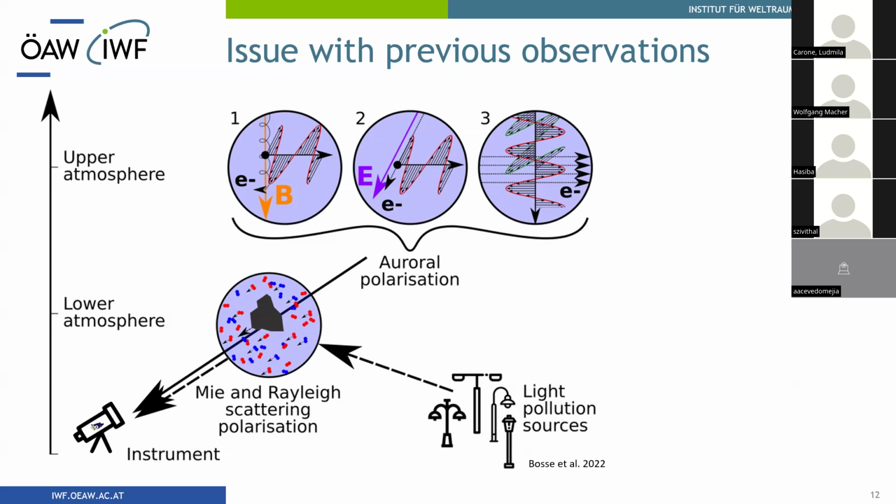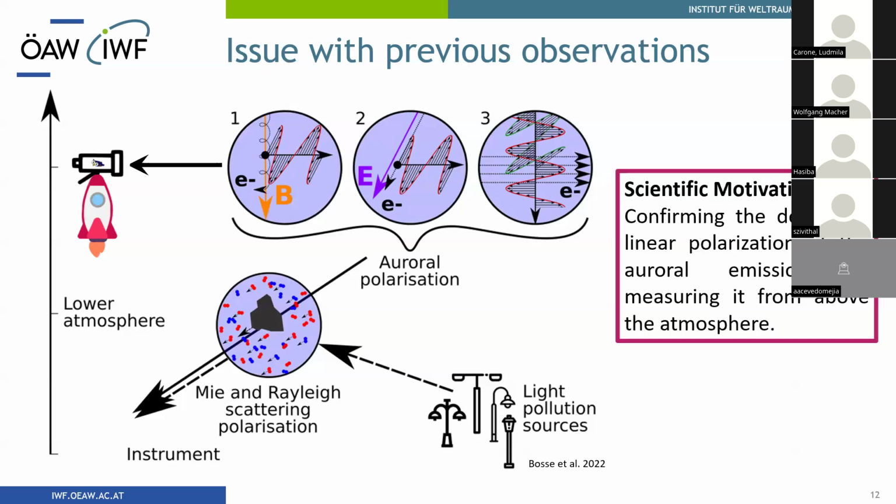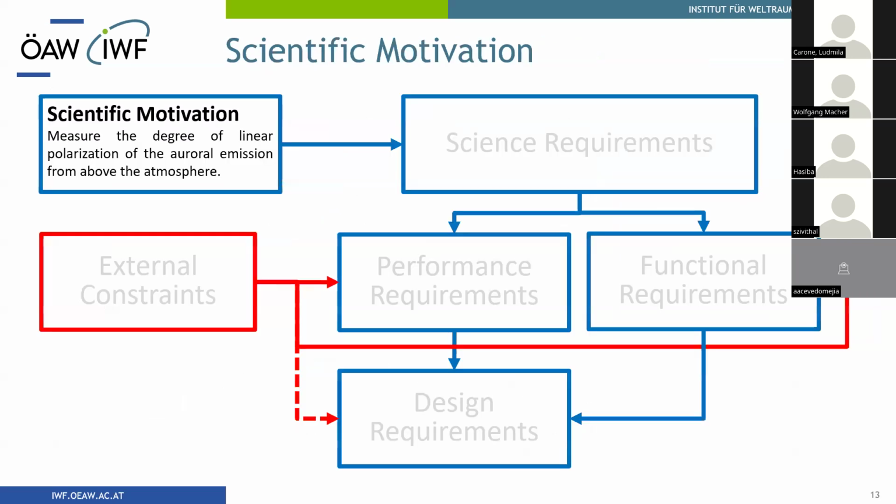So the obvious answer to this is, well, you take the instrument and you put it into a rocket. Because then you don't have the lower atmosphere. And so this is exactly our scientific motivation. We want to confirm this degree of linear polarization from the previous measurement, but now we do it from above the atmosphere. So we get rid of this part here. If we go up here with a polarizer, we observe the aurora and we see a degree of polarization, then it has to come from the aurora. So that's our scientific motivation.